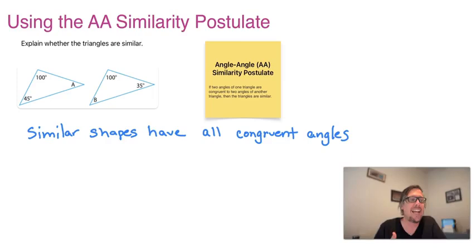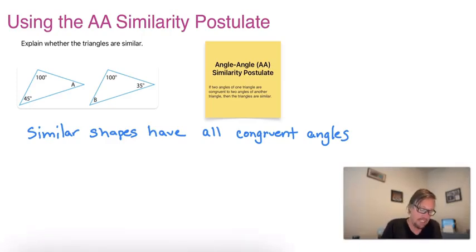The angle-angle similarity postulate, or sometimes abbreviated the AA similarity postulate, says if in two triangles two of the angles are congruent, meaning two of the angles are the same, those triangles are similar because I know the third one's going to be the same also. So when we look at these two triangles and we're asked to determine if they are similar, what we're looking for is whether they have two angles that are the same.